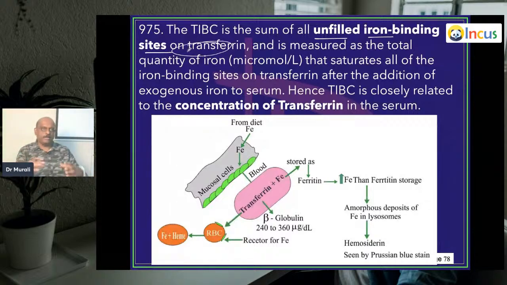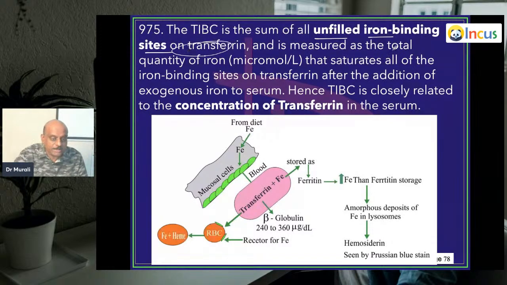So transferrin carries iron, ferritin stores iron. So this transferrin, which is carrying iron, has iron binding sites. The total number of unfilled iron binding sites on transferrin is called total iron binding. Obviously, the more the unfilled iron binding sites, the more it can bind, right?